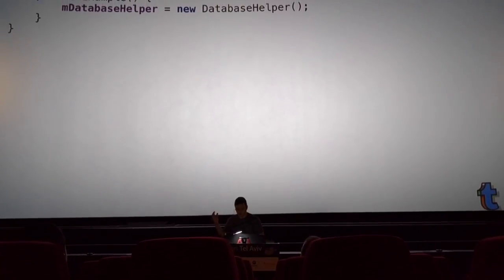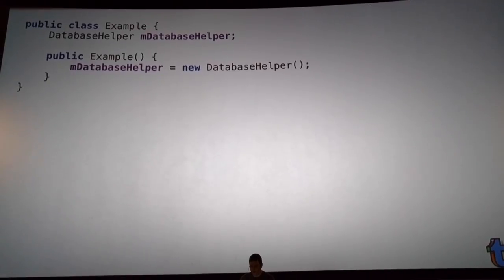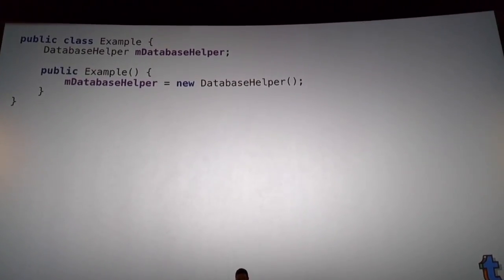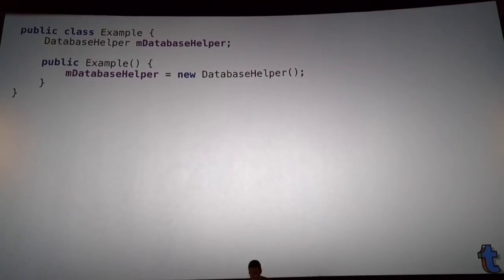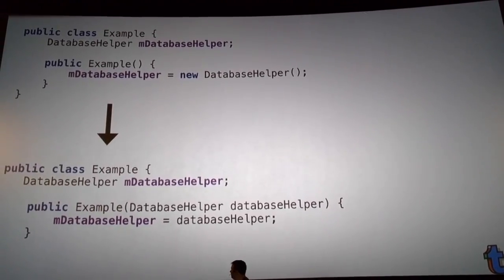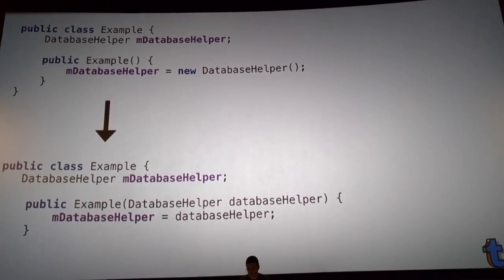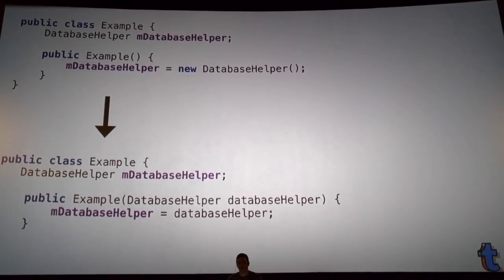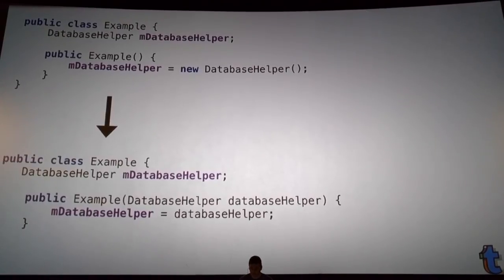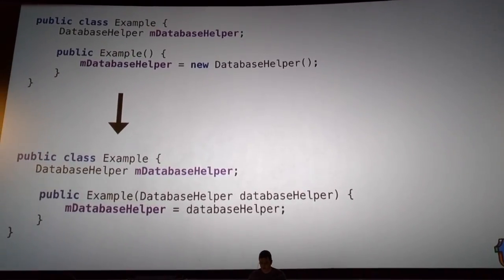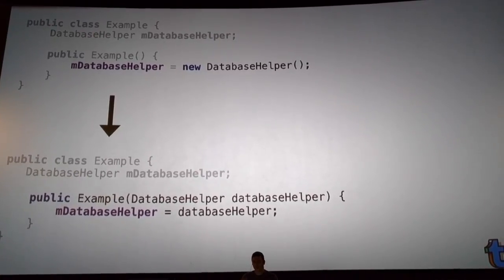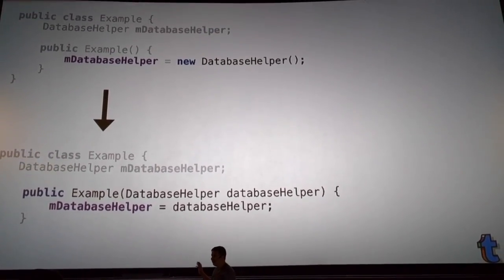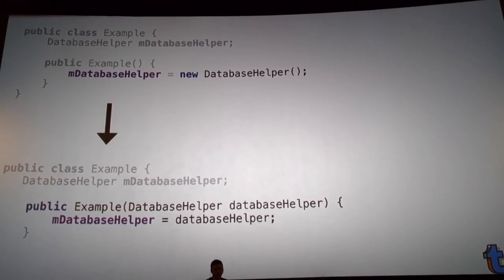So if we go back to our previous example, the one that doesn't use dependency injection, as we saw before, in the constructor of example, we had to create our own instance of database helper. And if we look at an example that does use dependency injection, we actually pass an instance of database helper through the constructor. So it has a reference to it, but it doesn't actually have to construct it. It doesn't need to know how it gets constructed. And it's important to note that the only difference here is this creation of the database helper class. So this type of dependency injection is called constructor injection because it is passed through the constructor.